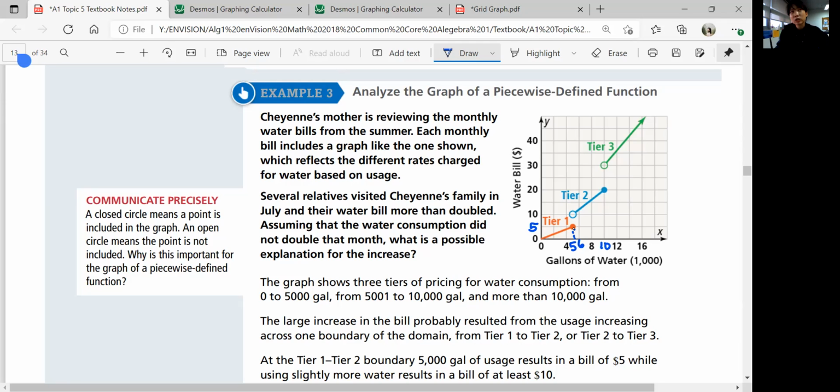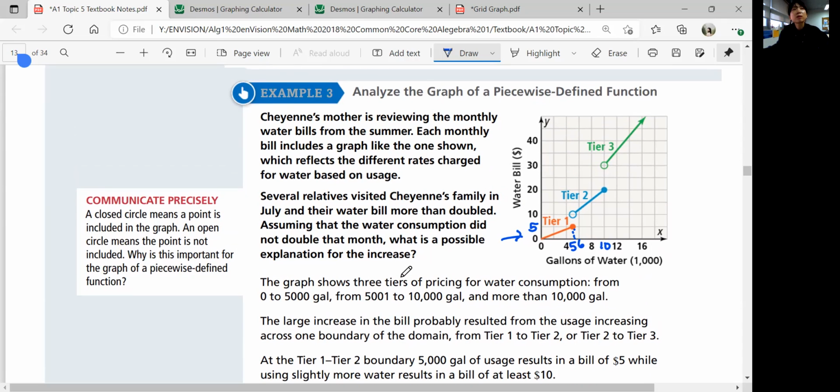Okay, the rate changes. So if you just use a little bit of water and you stay in tier 1, then the maximum charge would be this high. But if you use more than 10,000 gallons of water, then you're going to be at a minimum charge of $30, and then it's going to increase at a higher rate. Okay, so you need to be able to define each segment like that and see how you can analyze it.